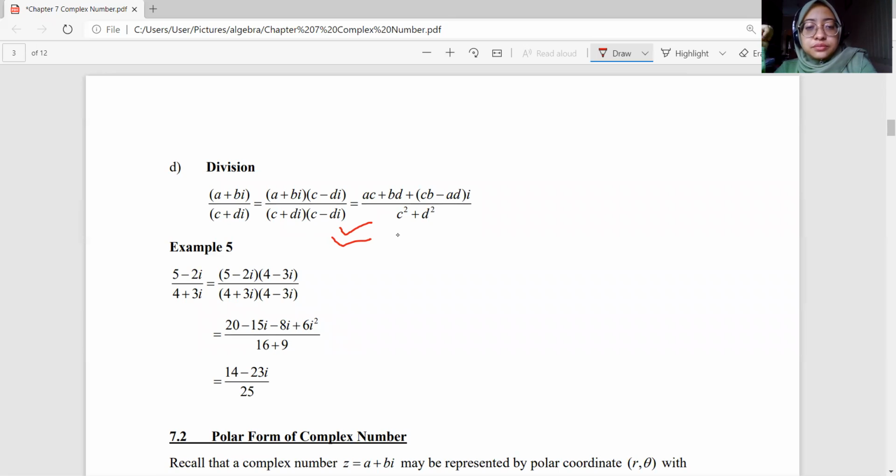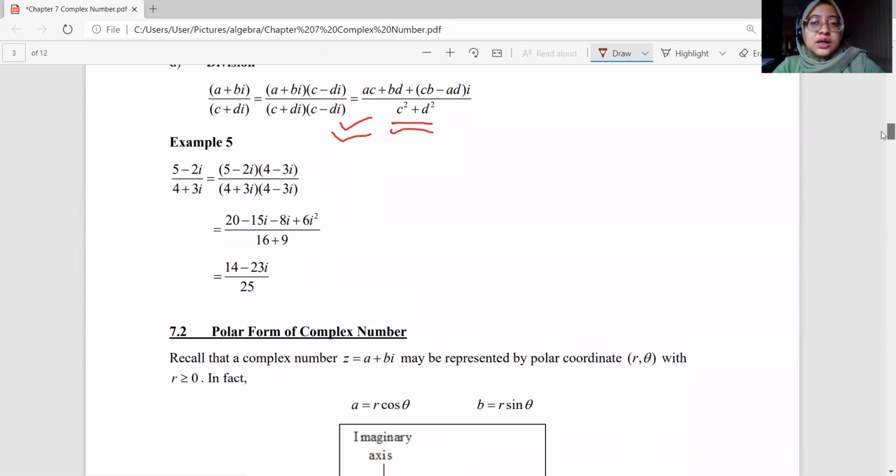And then expand the bracket, so you get C square plus D square here for the denominator, and the upper part is AC plus BD plus CB minus ADI. Okay, so look at the example.